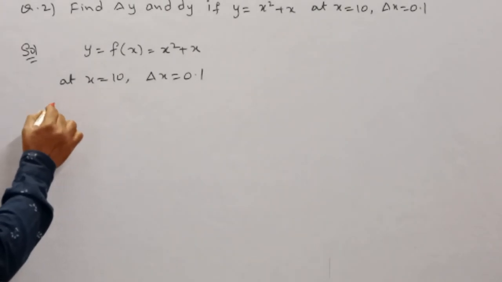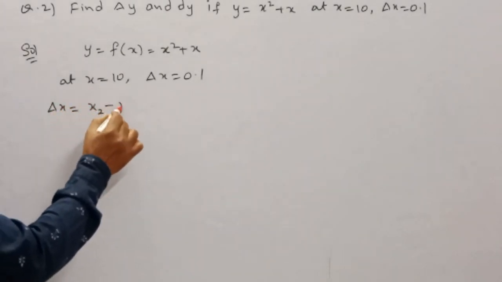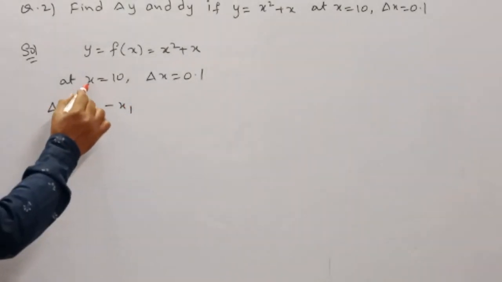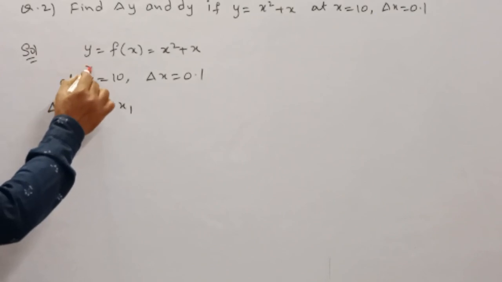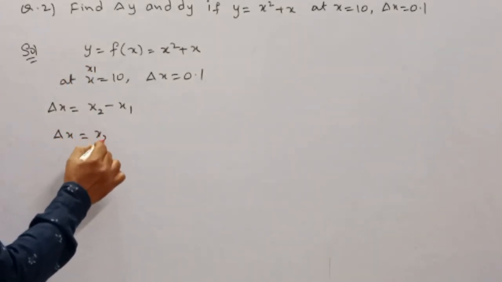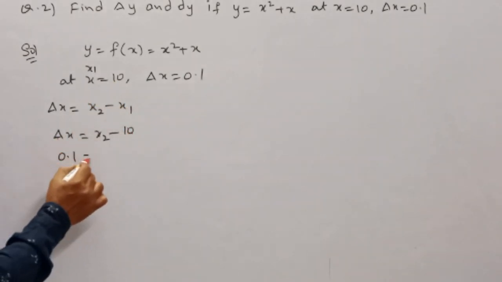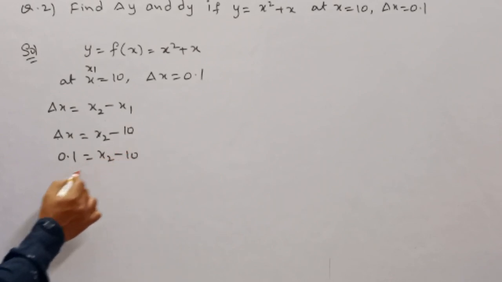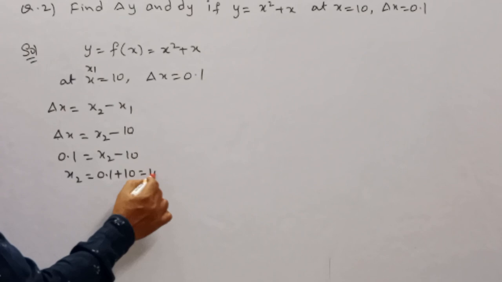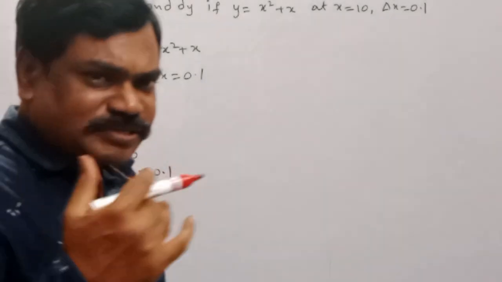Generally, delta x is equal to what? Delta x is equal to x2 minus x1. But here you take x1 is equal to 10. So delta x is equal to x2 minus x1, this value 0.1 equal to x2 minus 10. x2 is equal to 0.1 plus 10 equal to 10.1. Okay, all of you. x1, x2 we get.